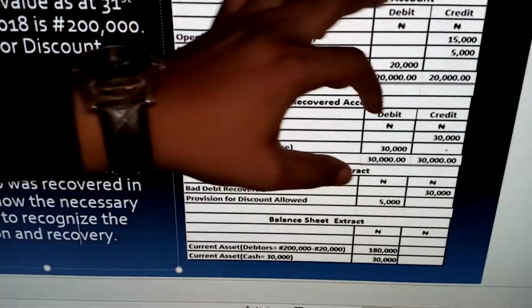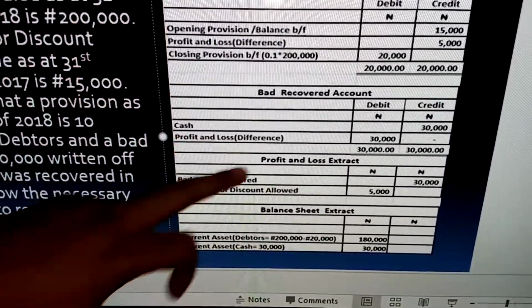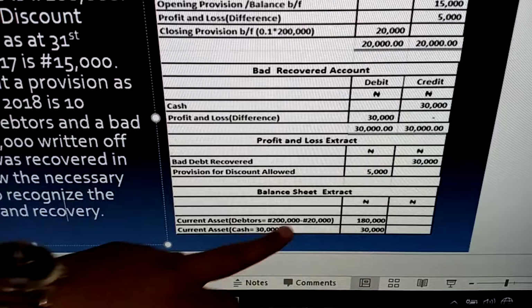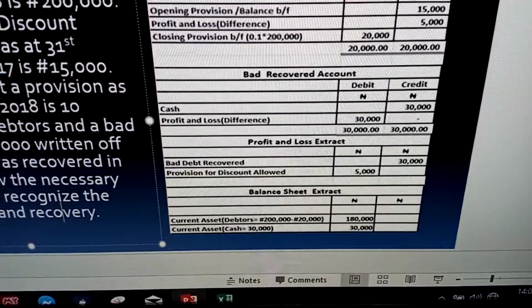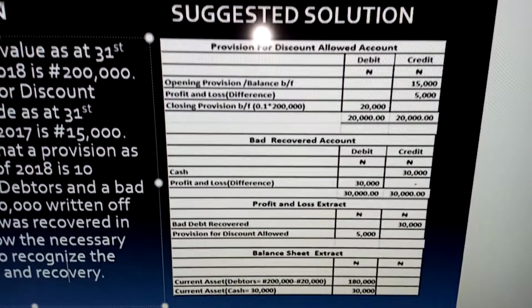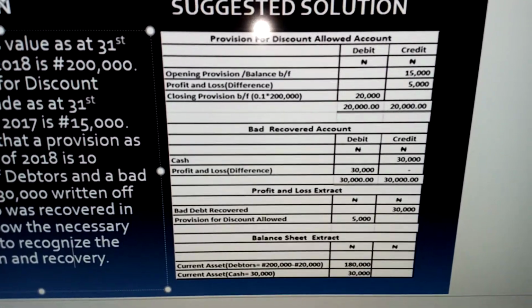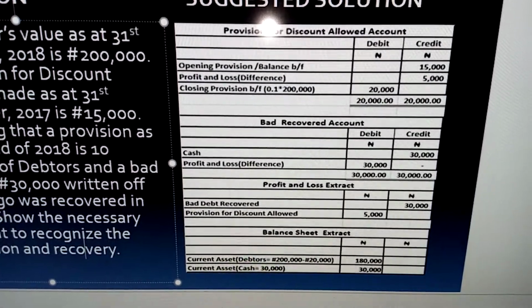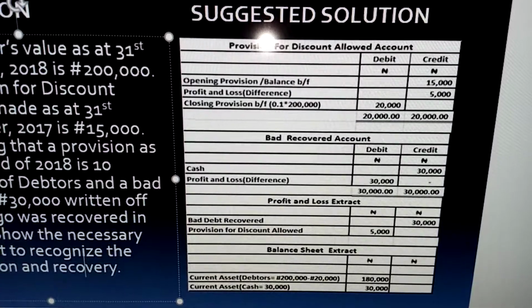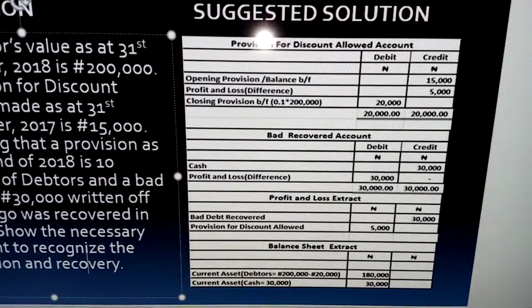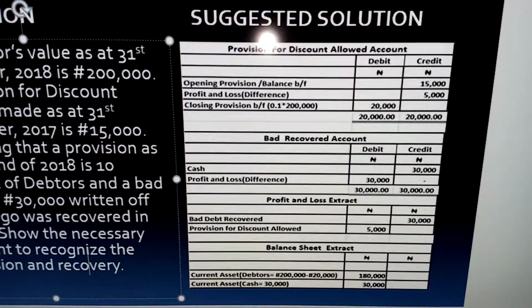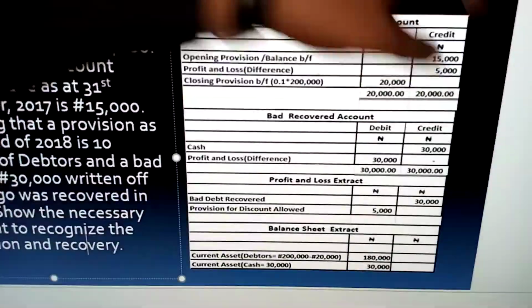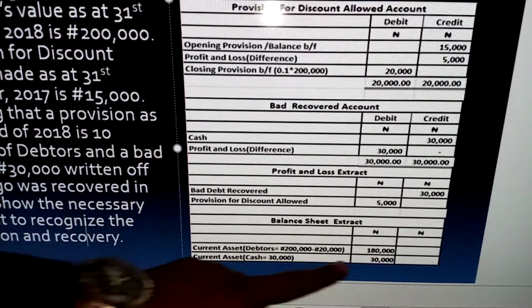So we have provision for discount allowed here, already explained. So we have the profit and loss account extract: provision for discount allowed, 5,000, and then it will affect your debtors, which is 200,000 minus 20,000, 180,000. But they said that they recovered 30,000 from a debt long ago. So they had already written it off. Now they are recovering it in cash. So your cash will increase by 30,000, but it's going to be an income, okay? Because you already reported it as a loss in the previous year. Now you're recovering it, so it will help cushion your revenue. So we have bad debt recovered here in the P&L extract, 30,000. Okay. Now in your balance sheet, your cash will come up by what?